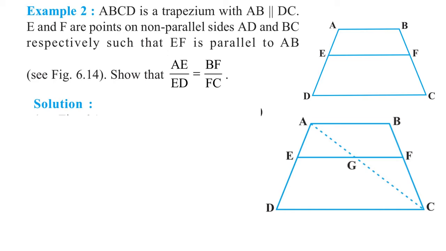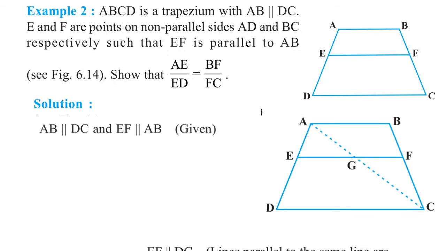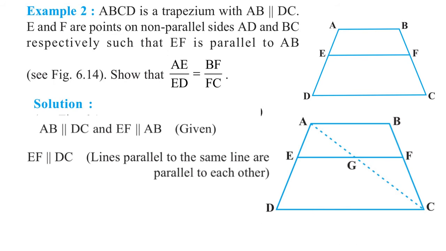AB is parallel to DC and EF is parallel to AB. That's given in the question. So what can we say if AB is parallel to DC and EF is parallel to AB? Can I say that EF is parallel to DC? Because lines parallel to the same line are parallel to each other. So EF is parallel to DC.